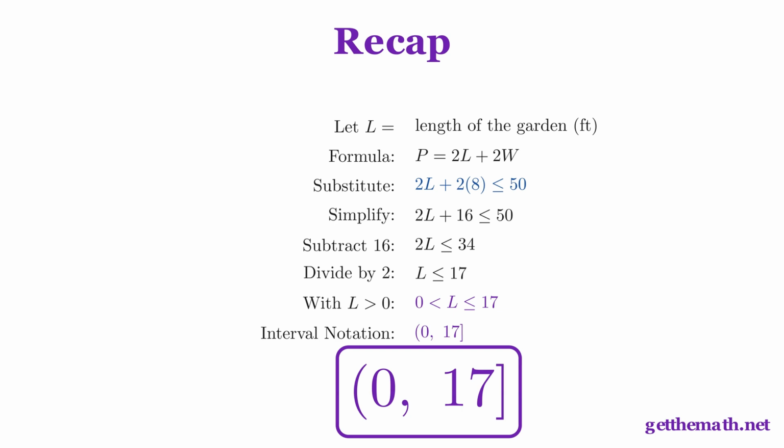Dividing by 2 gave us L is less than or equal to 17. Adding the real-world constraint that L must be greater than 0. The final solution is 0 is less than L, which is less than or equal to 17.